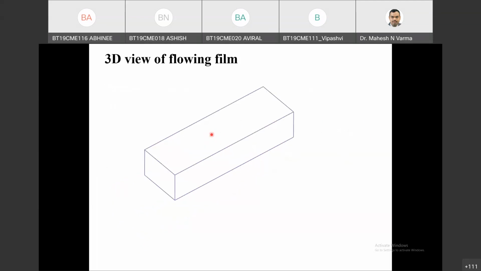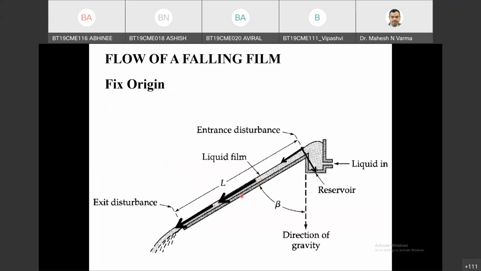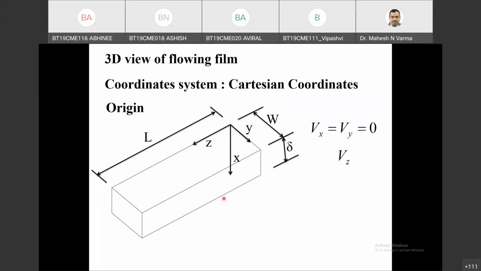This we have already discussed. Previously the direction was not fixed, now we are calling it the z direction. So there is velocity only in the z direction. There is no velocity in x and no velocity in y. We have not started anything in the shell balance approach yet. We are just gathering information, adding a coordinate system and fixing the origin. That's all we have done.